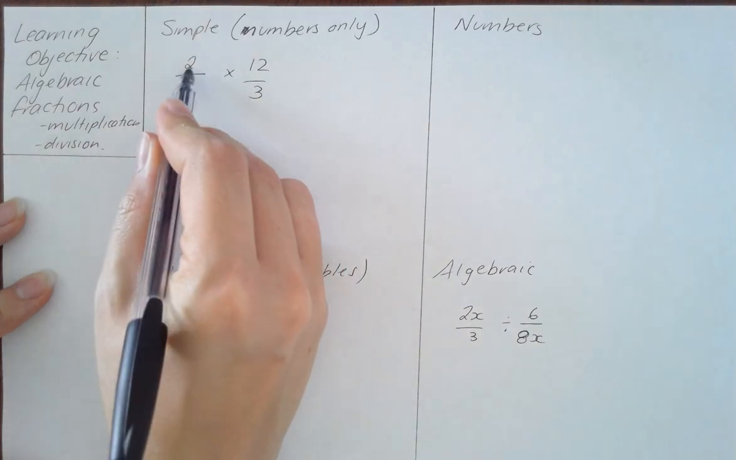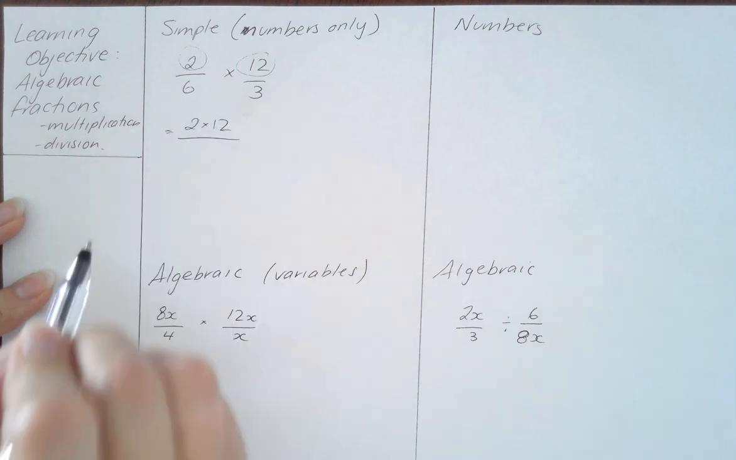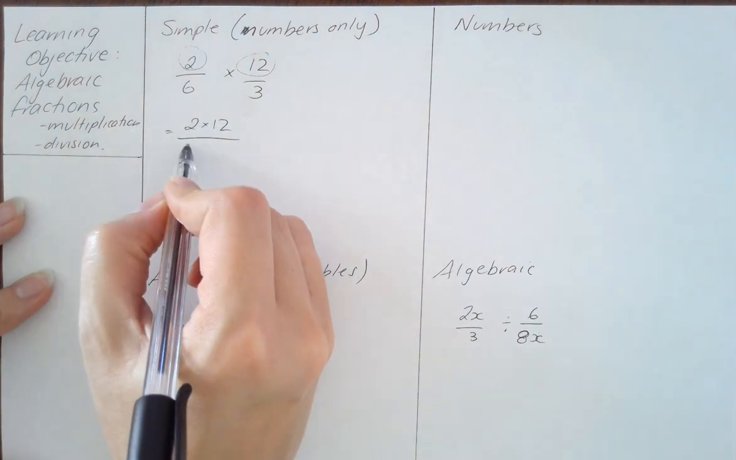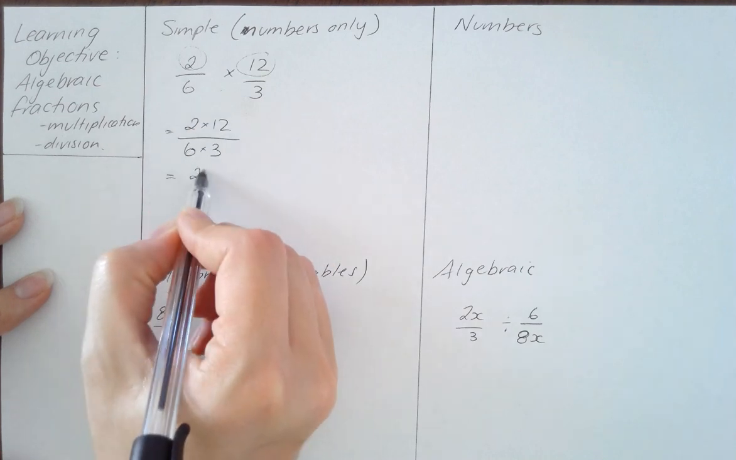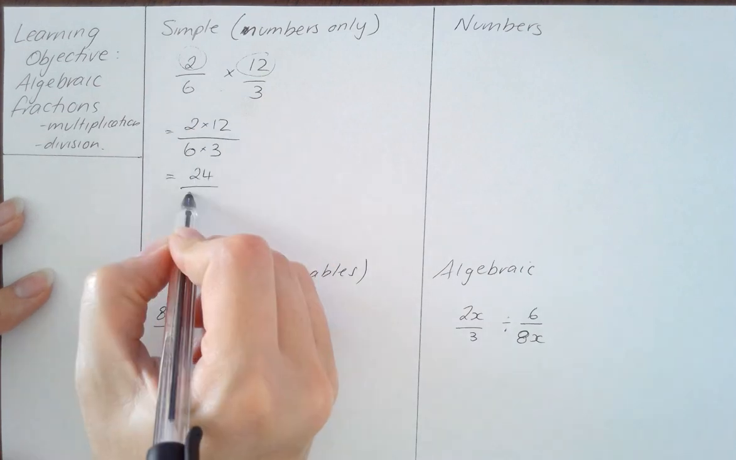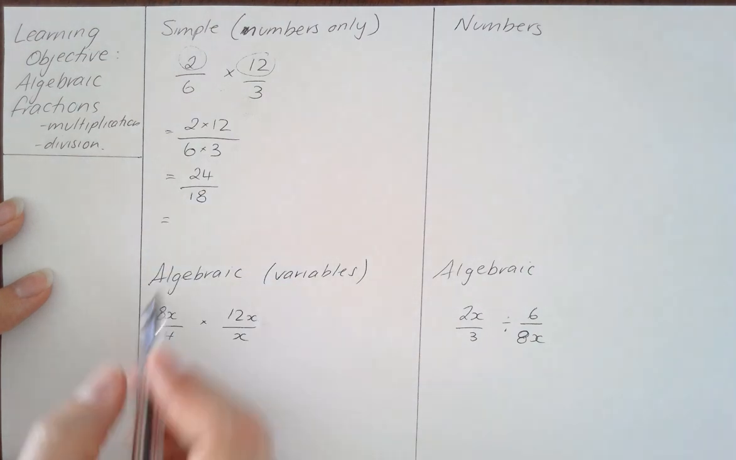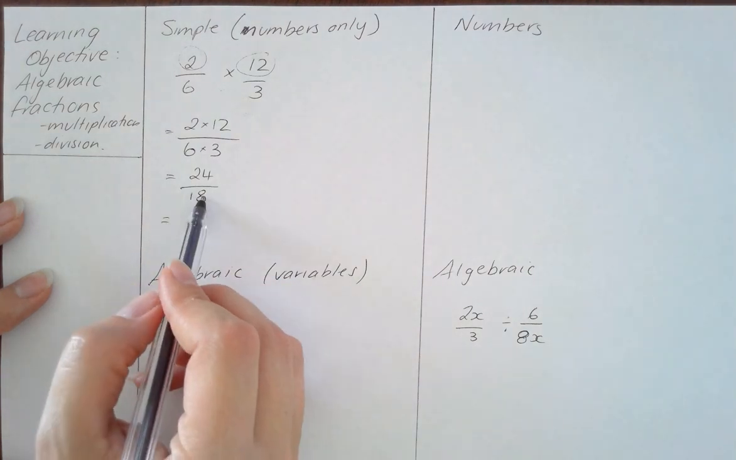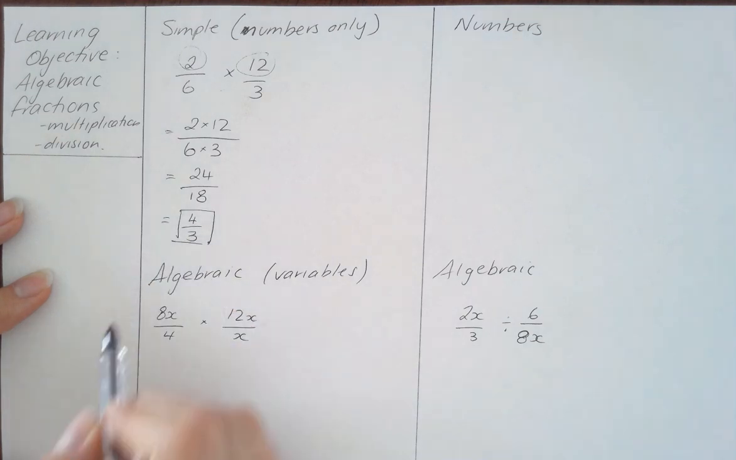We say, alright, let's multiply the numerators together, so 2 times 12, and that will be divided by a denominator that is these two times together as well, right? So 2 times 12 is 24, divided by 6 times 3, which is 18, and if we simplify that down, we know they have a common factor of 6, which will make this 4 over 3. So that is our final answer there.